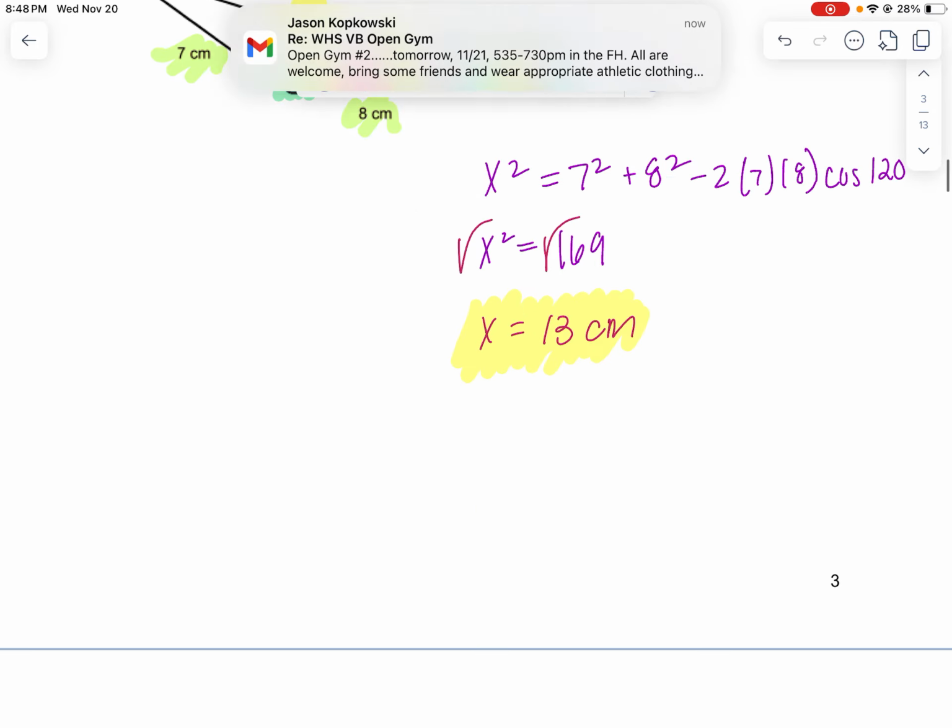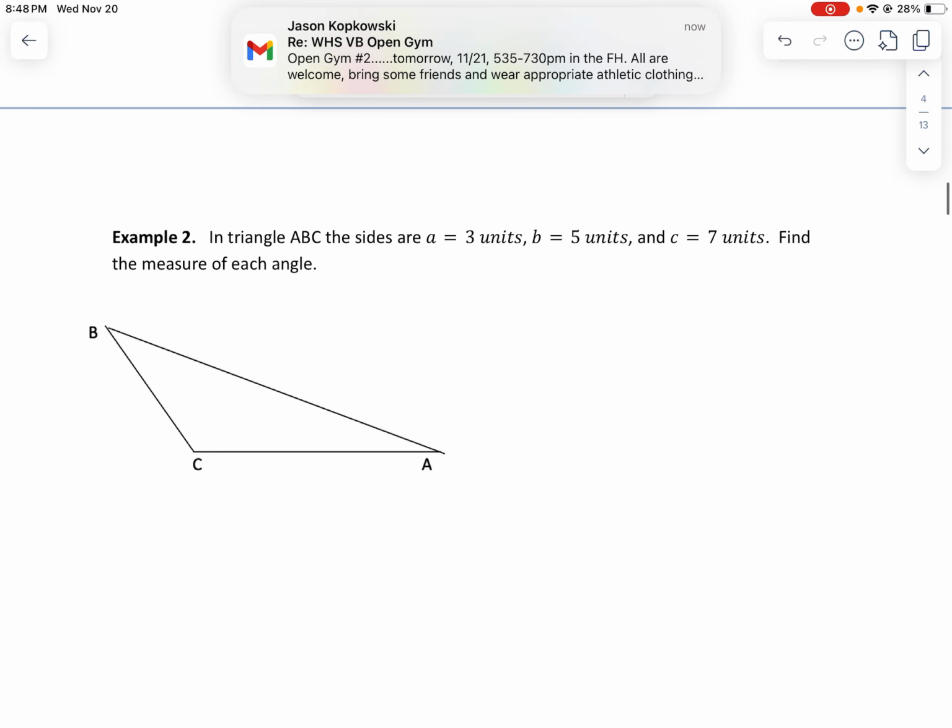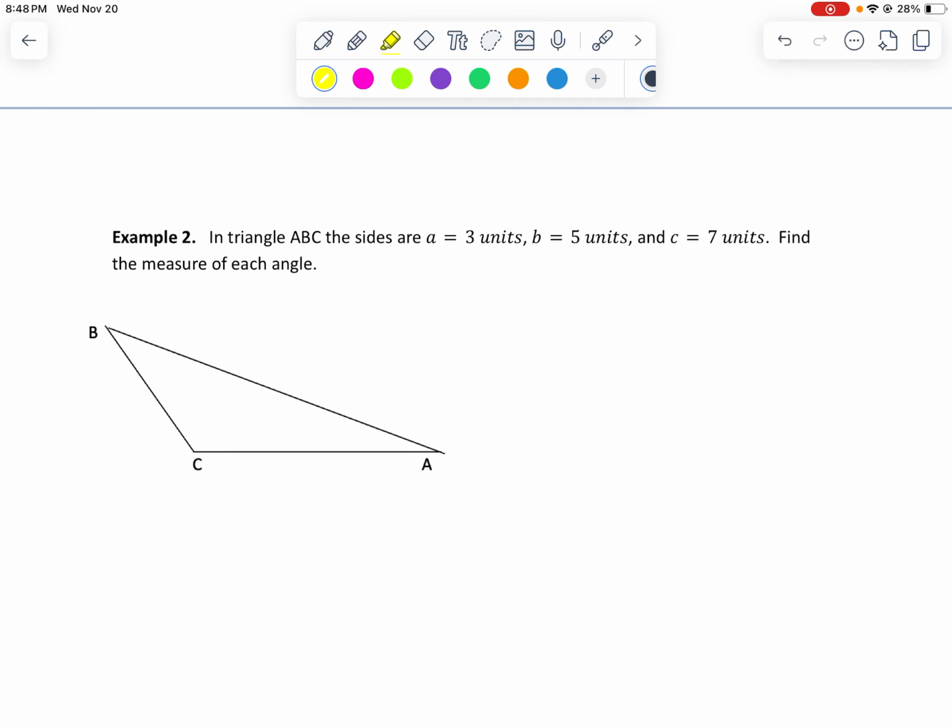So that's it, guys. Let's try example 2. It says in triangle ABC, the sides are a is equal to 3 units, so little a across from big angle A. A is 3, B is 5, and then C is 7. So this one right off the bat, I can say this is SSS, so we're dealing with cosines.